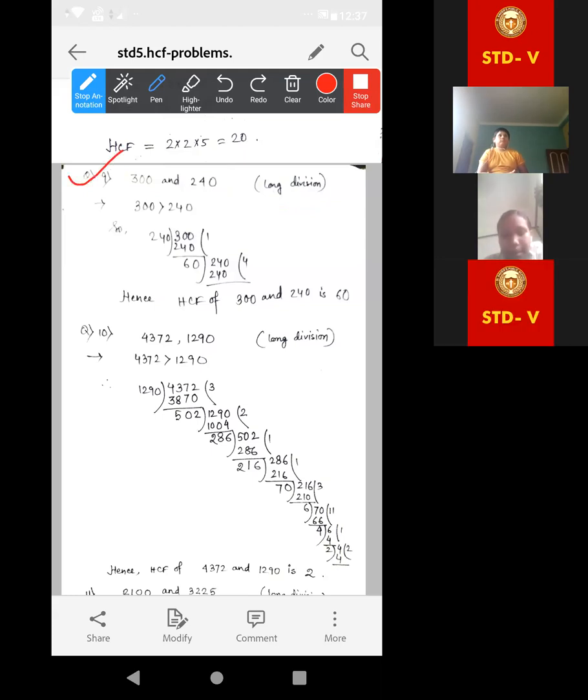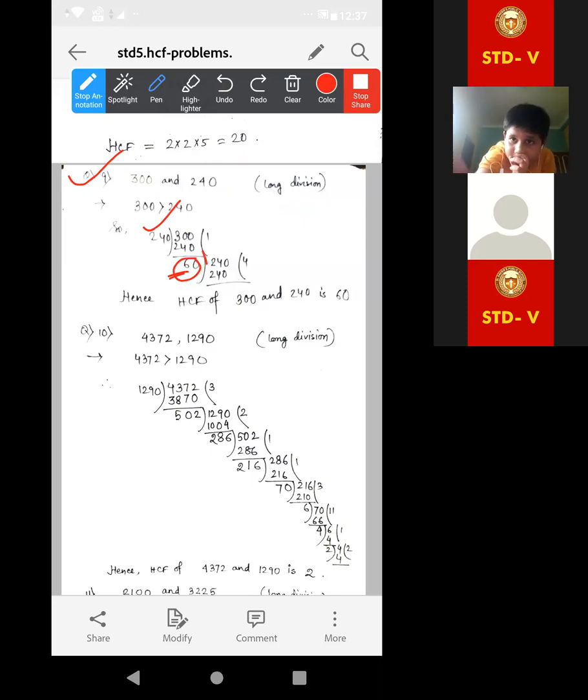Now 240 one times is 240, the remainder will be 60. Then by this remainder 60, again we have to divide this 240. And these, look, some are extra problems, from exercise C, D and some extra problems. Okay. Look, 60 is the HCF of 300 and 240. Question number 9 is very easy. Now number 10.